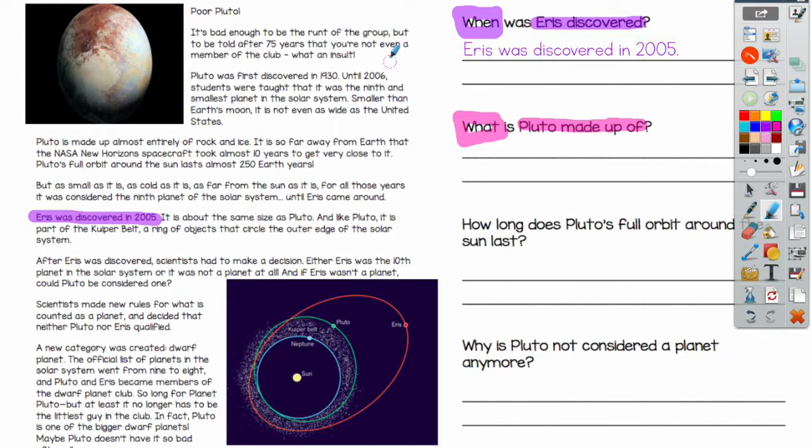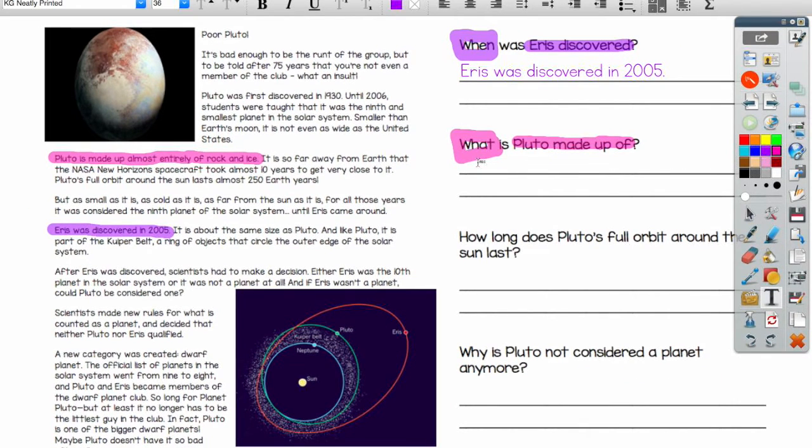These first two paragraphs talk about how Pluto is no longer a planet and that they stopped teaching it in schools after 2006, so it's not in these first two paragraphs. Let's move on to the third paragraph. The first sentence of my third paragraph says, Pluto is made up almost entirely of rock and ice. So this answers my question because the nouns rock and ice describe what Pluto is made up of. So I'm going to come over here and write my sentence. I can say Pluto is made up of rock and ice.